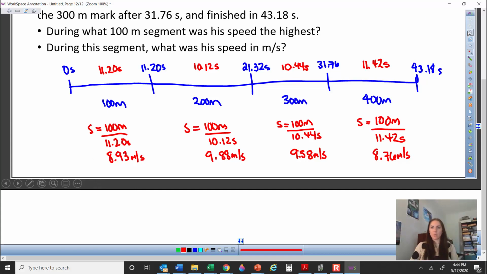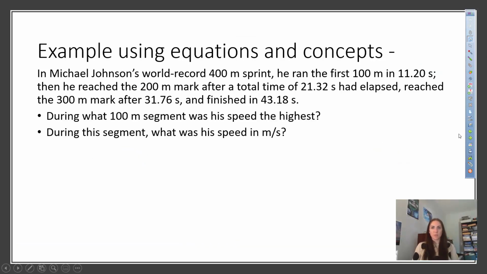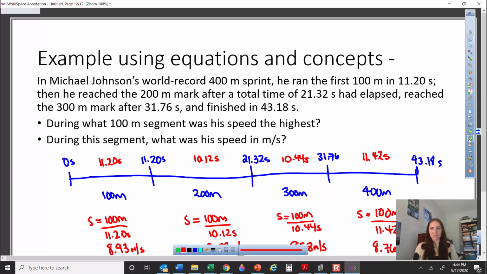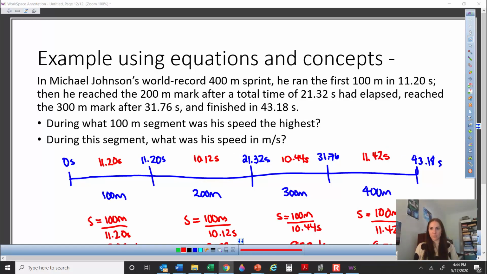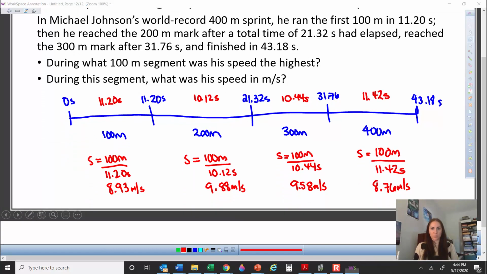Okay, so now we have, it says, during what 100 meter segment was his fastest? Now that I went through and calculated all those, we would find that the highest number is segment 2. So the answer is basically during the 200 meter part, they're going the fastest because it's the highest number.